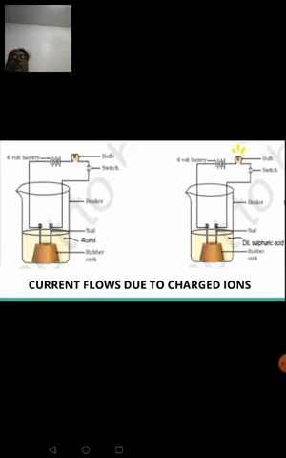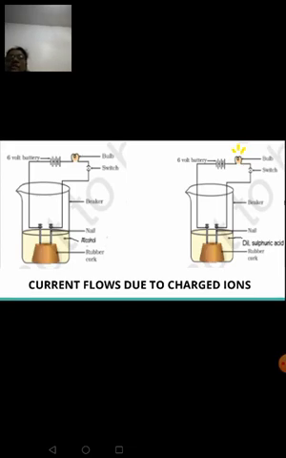Now you have to take dilute sulfuric acid. You have to repeat the experiment. By closing the circuit and switching on, the bulb is emitting light. So we saw that hydrochloric acid and sulfuric acid are helping in conducting electricity and the bulb is emitting light. So hydrochloric acid and sulfuric acid contain hydrogen ions.